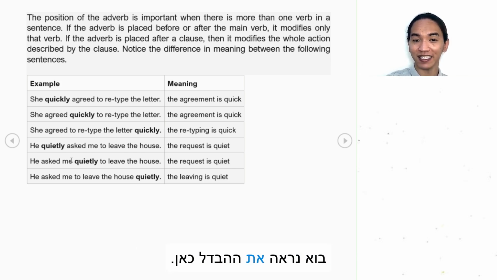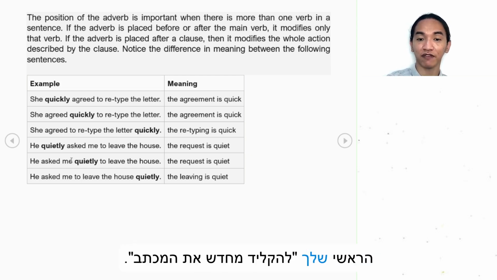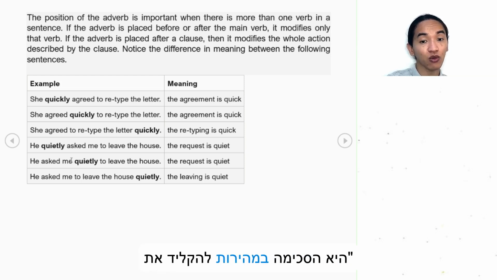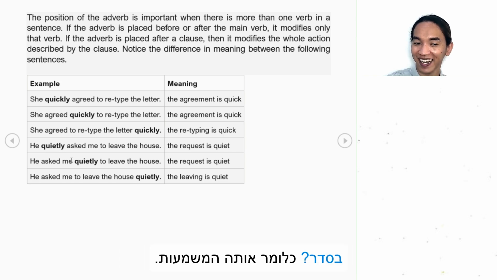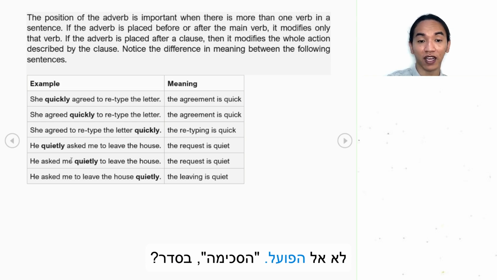Let's see the difference here. So, she quickly agreed, before your main verb, to retype the letter. So the agreement is quick. She agreed quickly to retype the letter. So the agreement is also quick. All right, so same meaning. Now, she agreed to retype the letter quickly. Now you are just here referring to retyping the letter quickly, not to the verb agreed.